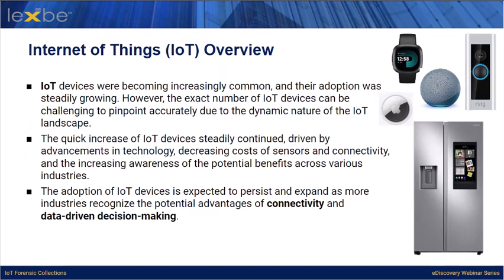Next, Internet of Things devices are becoming increasingly common, and their adoption has steadily grown. However, the exact number is very hard to say. There are just so many out there, and it's really difficult to pinpoint the exact number of devices out there when it comes to Internet of Things. The quick increase of Internet of Things devices steadily continued, driven by advancements in technology, decreasing cost of sensors and connectivity, and the increasing awareness of the potential benefits across various industries.